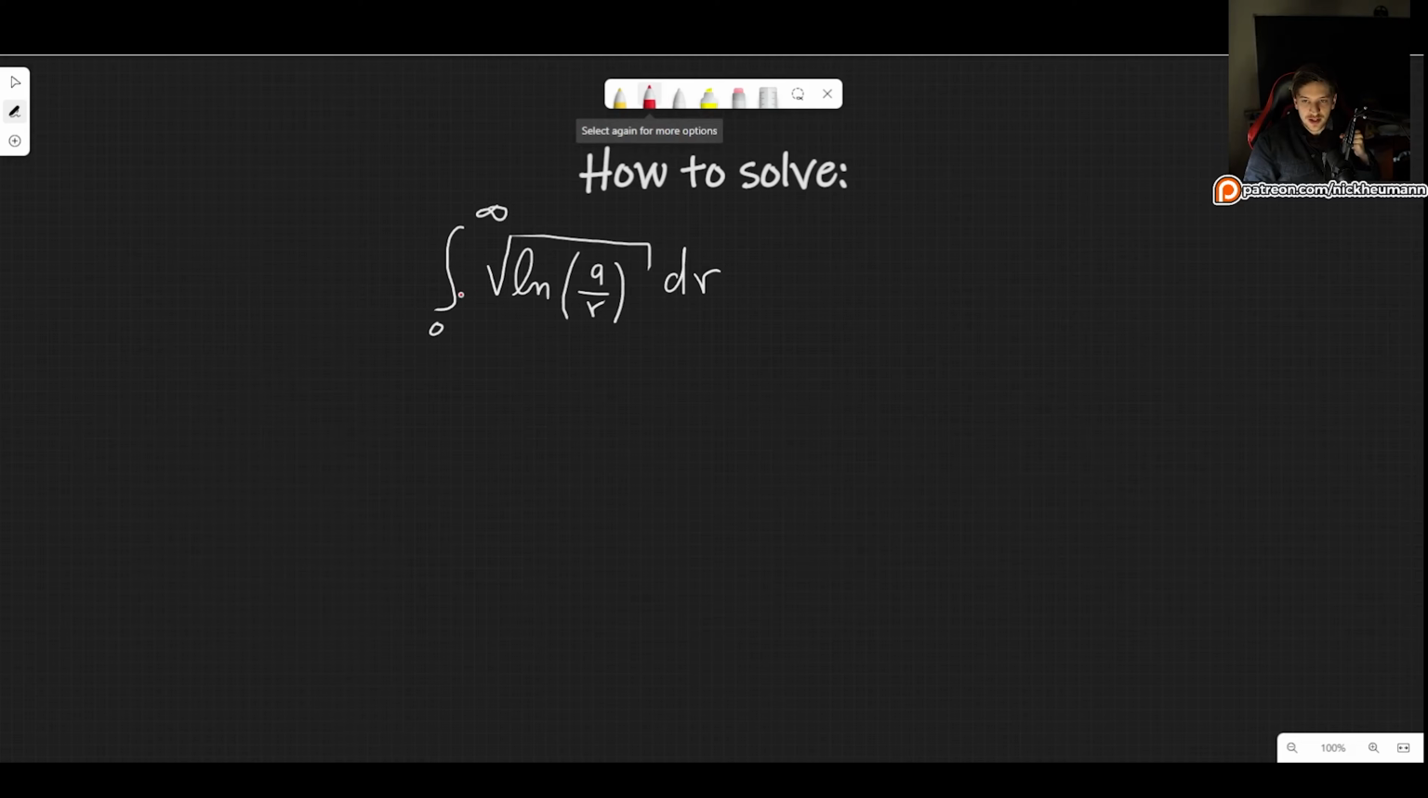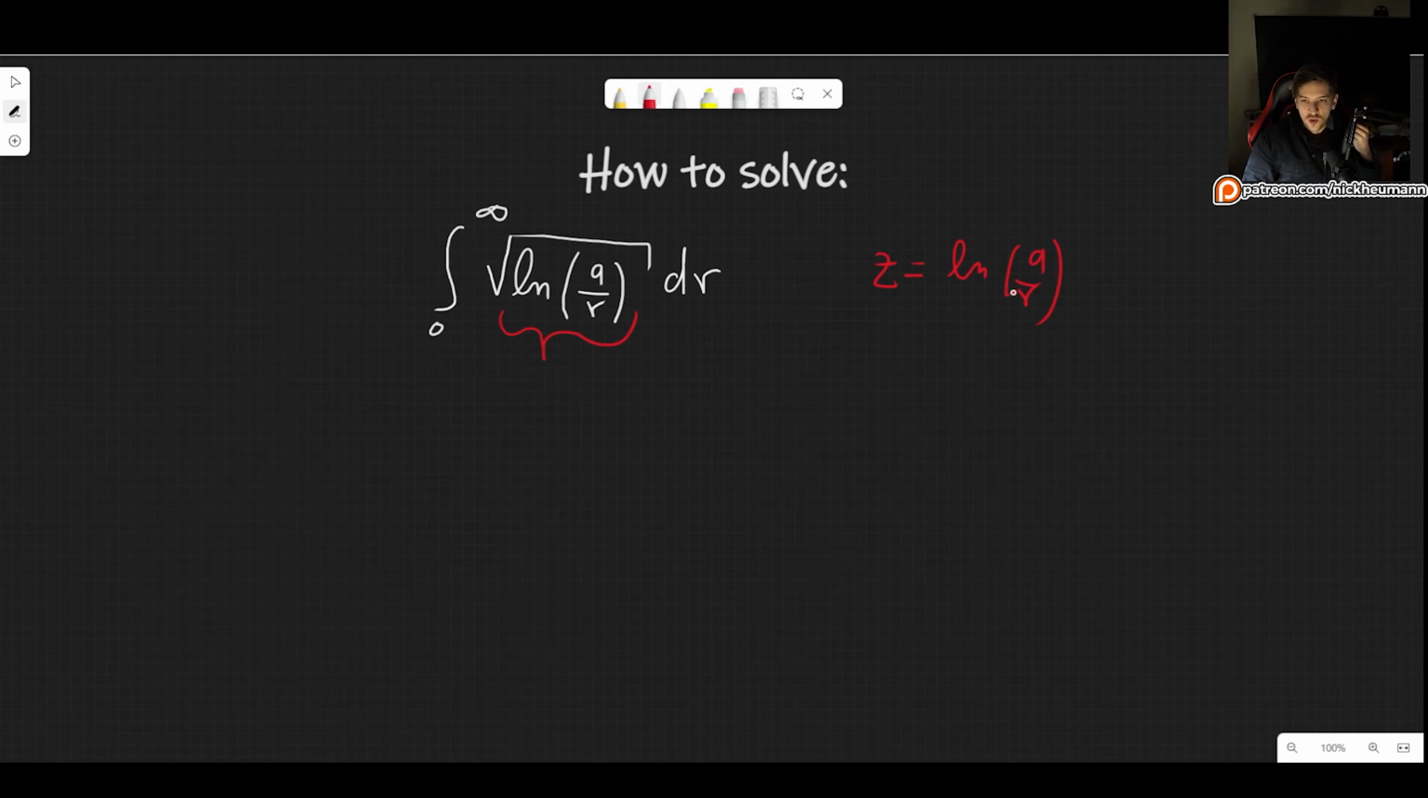Well, the problem in this integral, you always have to think, what is the thing that is making this integral hard for me to solve? We know how to solve the integral of, for example, the square root of x or something like that. So it would be natural to think, okay, maybe the problem comes from this natural log. So let's use substitution. So say z is equal to the natural log of a over r, and let's see if this takes us anywhere.